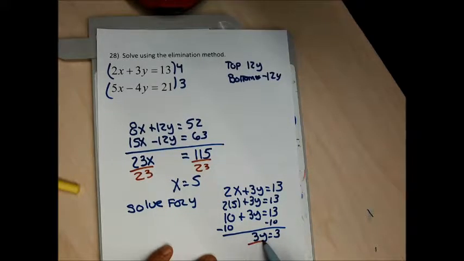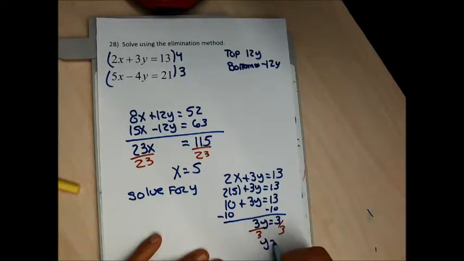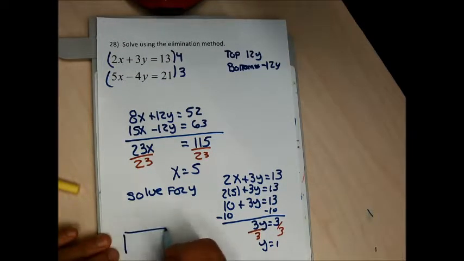And then divide by 3. Divide by 3. I'm going to get y equal to 1. My answer, I'm going to write (5, 1). You write them as a point, x first, then y second.